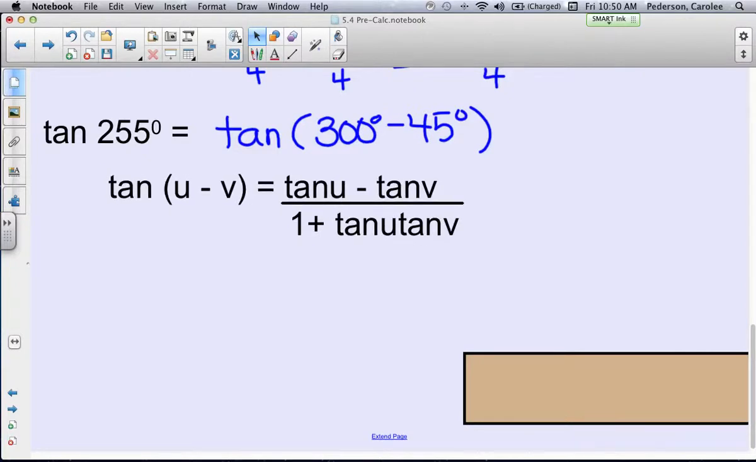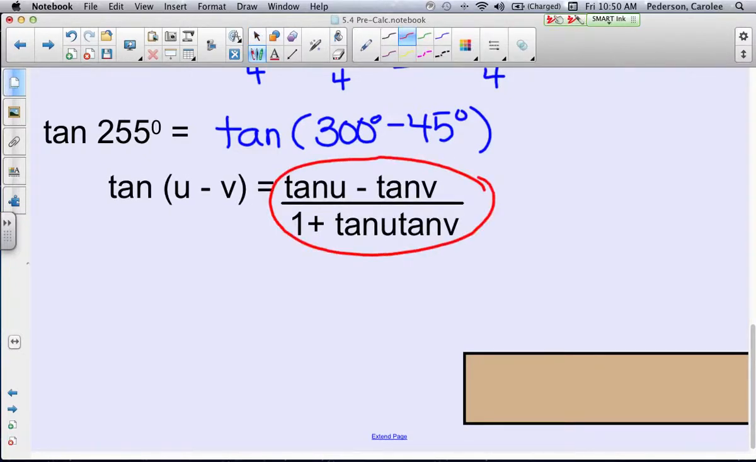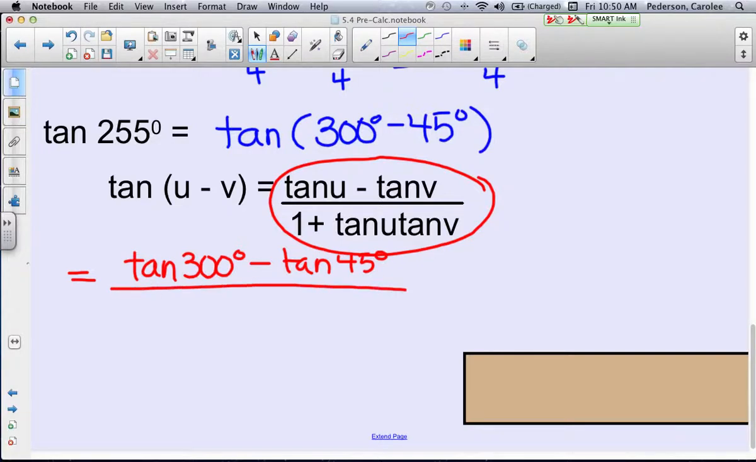So we're going to use the right-hand side here. So we say the tangent of 300 degrees minus the tangent of 45 degrees over 1 plus the tangent of 300 degrees times the tangent of 45 degrees.